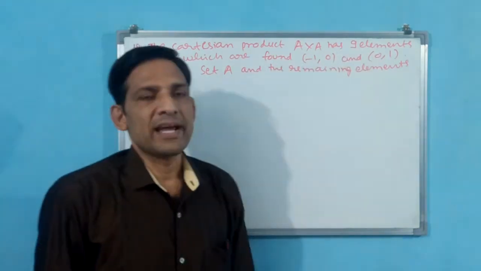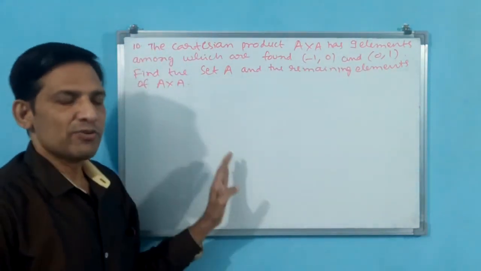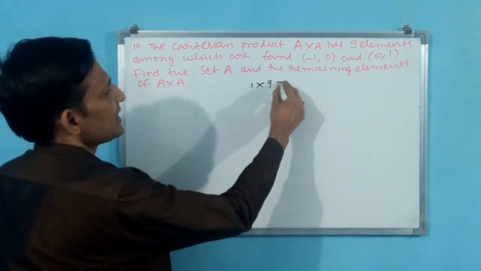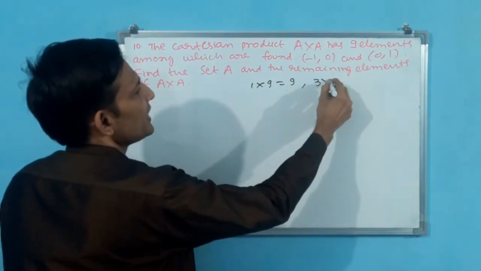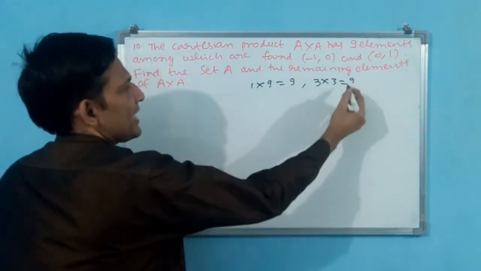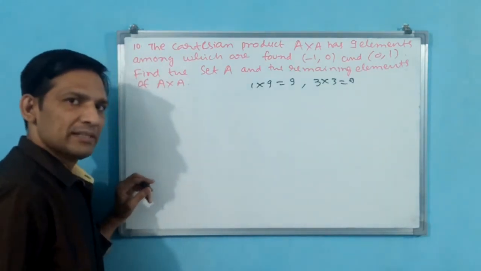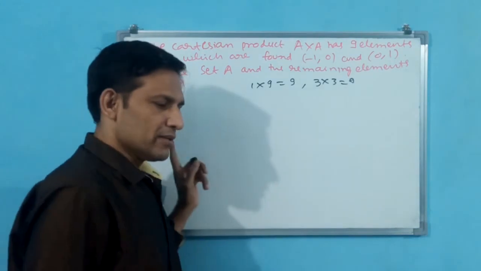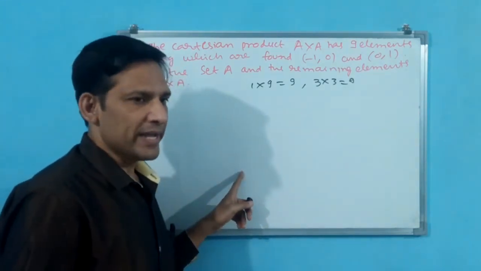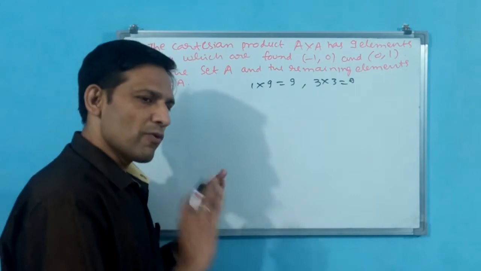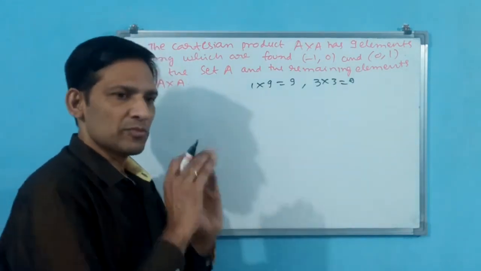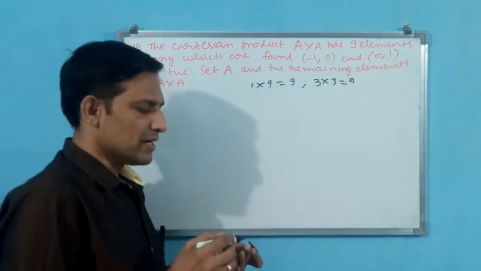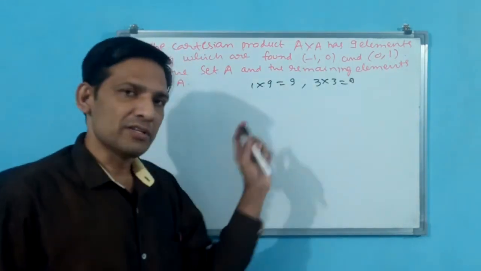A cross A has 9 elements, which means 1 into 9 is equal to 9, or 3 into 3 is equal to 9. Rather than this, is any combination going to work? Nothing is going to work. Why? Because 1 into 9 is 9, 2 into something doesn't give 9, 3 into 3 gives 9. 4, 5, 6, 7, 8 will not come. 9 again has come. 9 into 1 or 1 into 9, both are the same. These two combinations may be there.